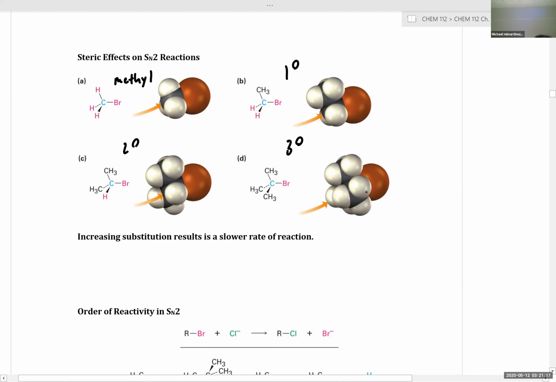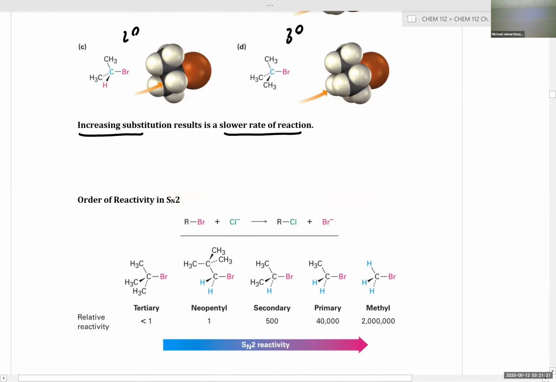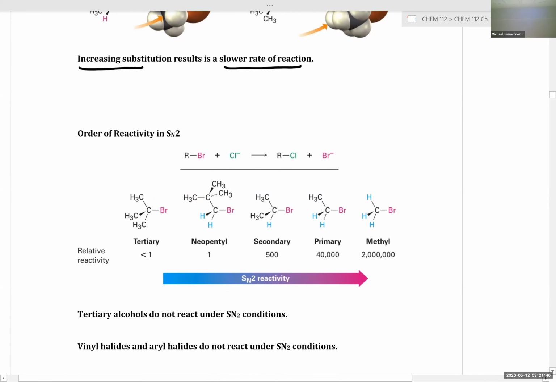It's harder. There are just more things blocking your approach, and your transition state becomes higher and higher in energy the more steric interactions you build up. So increasing substitution results in a slower rate of reaction. Perfect. In terms of rate of reaction, the methyl, primary, and secondary are your main substrates for the SN2 reaction. The neopentyl and tertiary alkyl halides do not typically react efficiently under SN2 conditions.